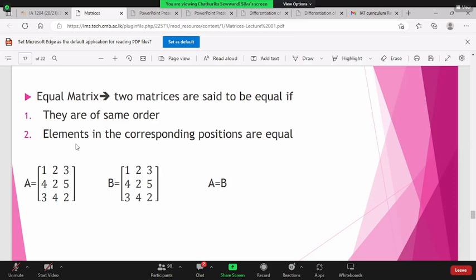So the first thing is they should be in the same order. The dimension should be the same. So the next one is elements in the corresponding positions are equal.